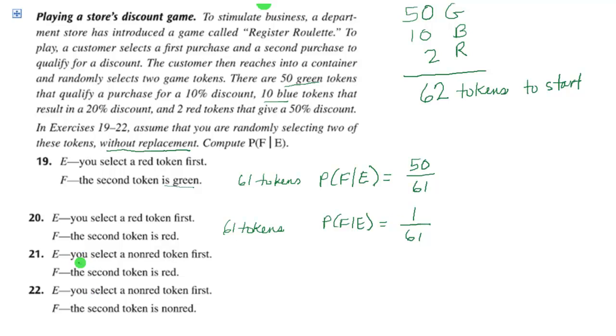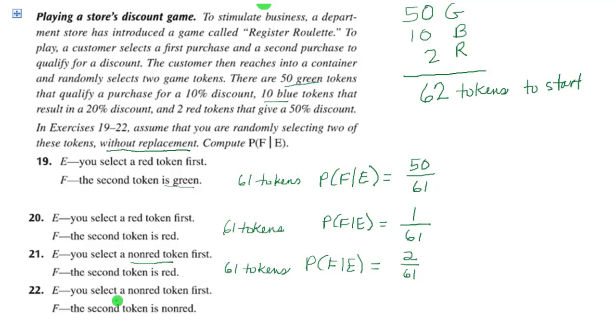Okay, let's look at 21. You're going to first select a non-red token. What's the probability? Again, you have 61 tokens now because you've taken out a non-red. What's the probability of selecting a red token out of this 61? Well, your 2 red tokens are still there. So 2 out of 61 is the probability of selecting red.